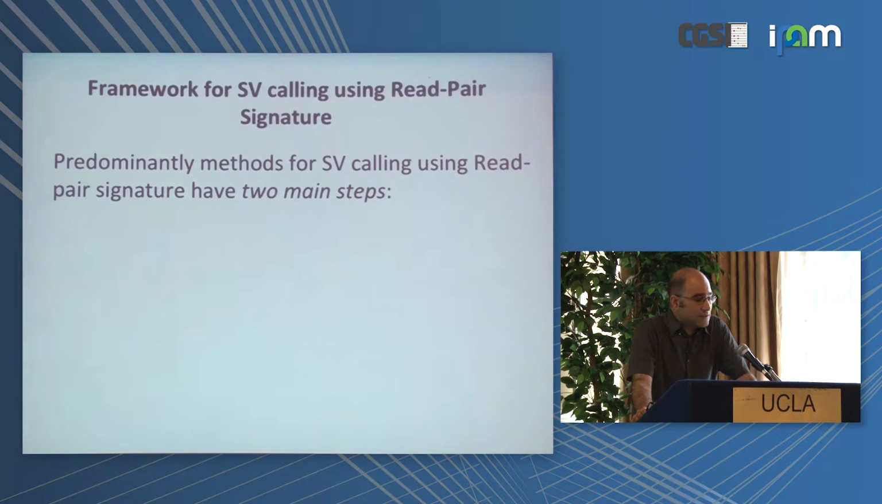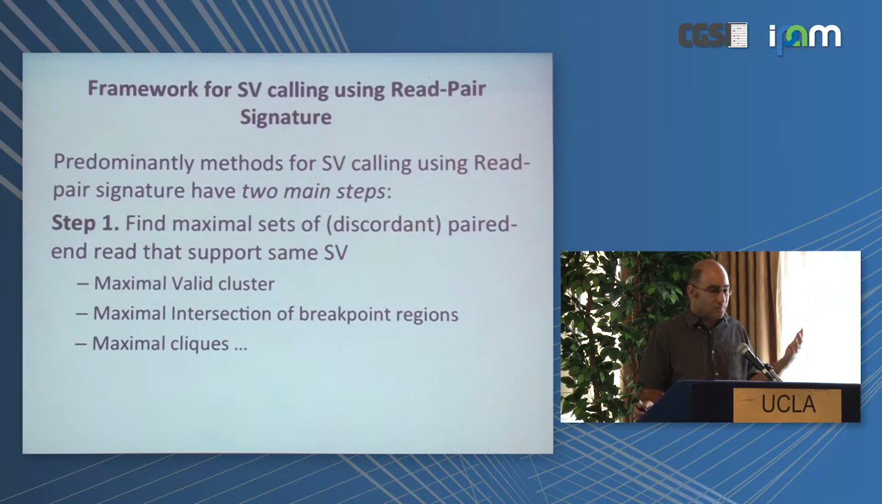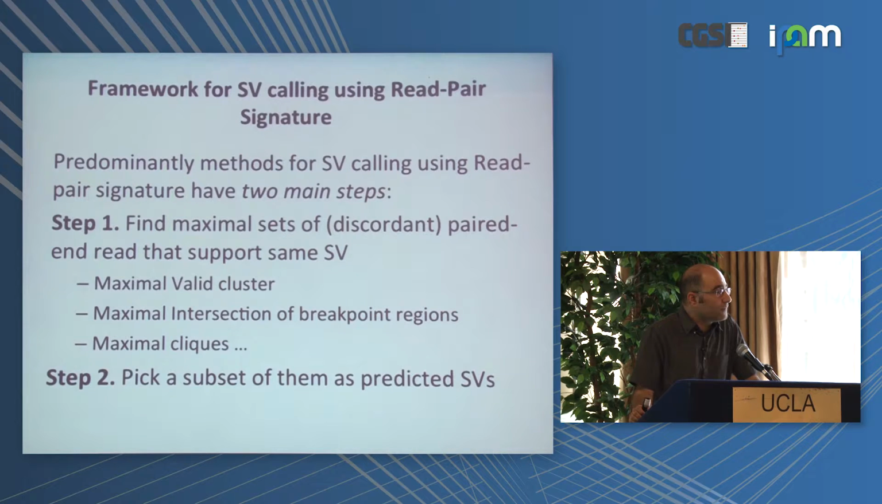So almost all of the structural variation algorithms using read-pair perform two steps. In the first step, they try to find a set of reads, a set of mappings that belong together and support a particular structural variation. And they have different terminologies for it: maximal valid clusters, maximal intersecting breakpoint intervals, maximal cliques. So there's a maximal set of reads that have similar properties and support the same structural variation. They find these maximal clusters, and then using different objective functions, they try to pick some set of these clusters as their predicted structural variation.